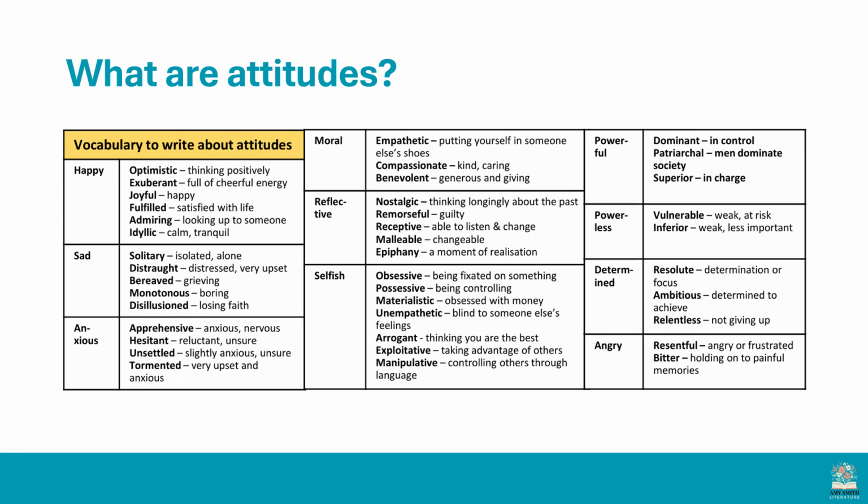So we've got words like optimistic, joyful, admiring. So these are really positive words which would describe a writer's positivity towards a particular topic. We've got words that express sadness, so the writer might feel distraught about the topic, they might feel that it's quite monotonous or quite boring, they might be disillusioned about something, so losing faith in it and so on. Okay, so if you want to stop the video, you can read through all the words and get a handle on what they mean.